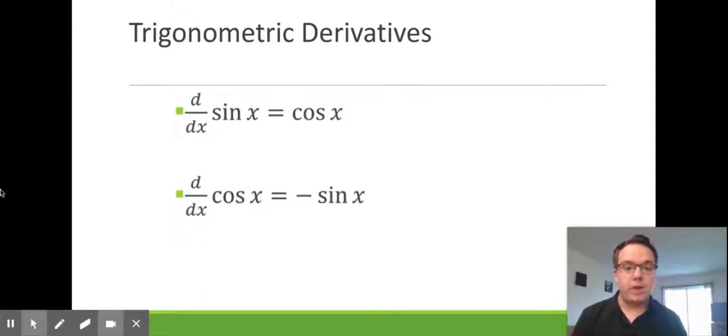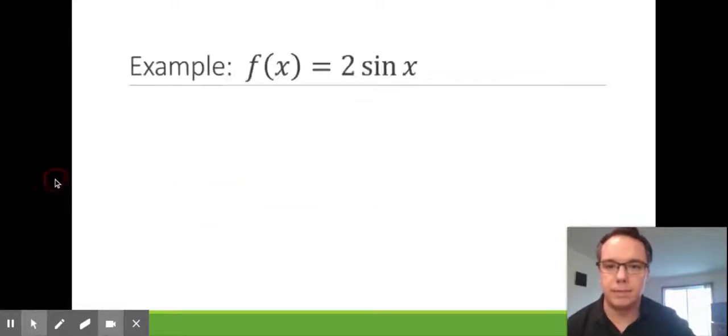So the derivative of the sine function, if we have the sine of x, its derivative would be cosine of x. And if we are taking the derivative of cosine x, we're going to get the negative sine of x, or opposite sine of x. So we're going to use those today, and we're going to go through some examples, even an example of using the chain rule with trig and using the product rule with trig.